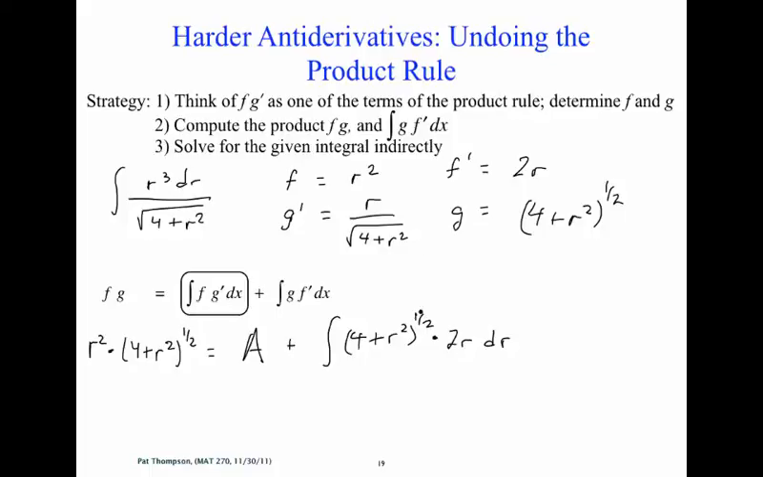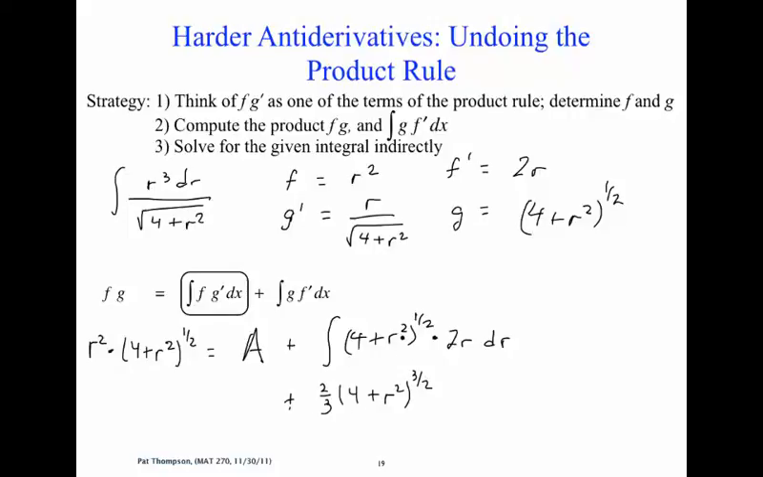What's the first question we always ask? Is it undoing the chain rule? Does it work? Yes, 2r is the derivative of r squared. Not even essentially. It is. 2r is the derivative of r squared. We got it. We can do it. So it's plus 4 plus r squared to the 3/2, and we need a 2/3 out here. And then we would check that.